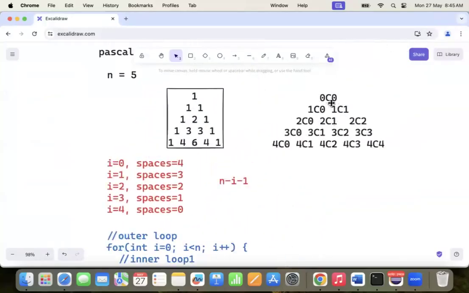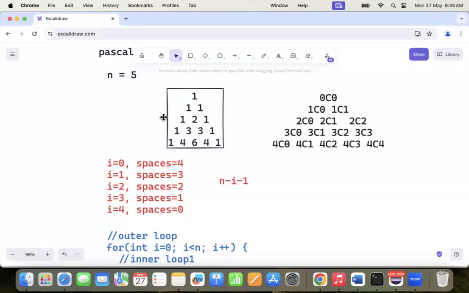Could you tell me now what is the value I need to find out to print here? We are not printing ASCII, we are printing a number. How do we get this number 1 after the spaces? By calculating the value of 0C0. Very good. Tell me, guys, what is the value of i in the first row? 0. What is the value of i in the second row? 1. In the third row?